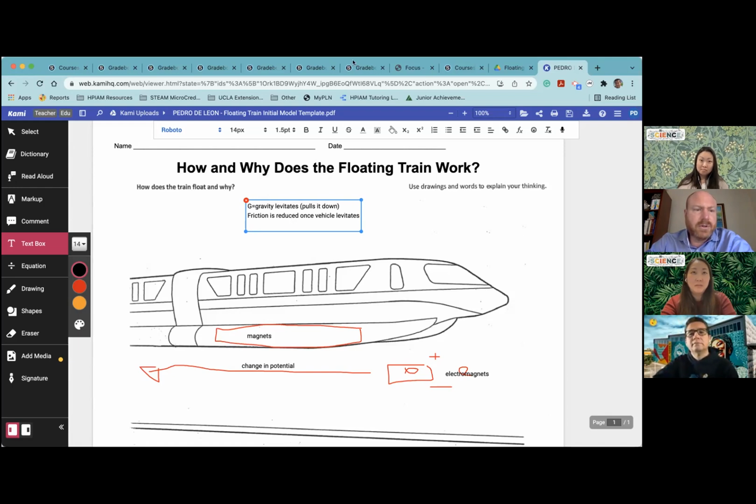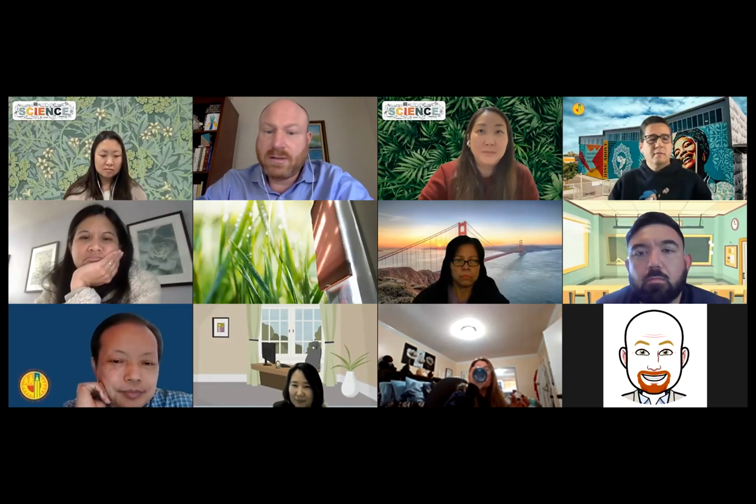Thank you. Your group is positing that the rising of the train and the moving of the train is potentially due to magnets, pushes and pulls of magnets. And electricity, yes. And electricity. Okay. And then gravity pulls it back down to the tracks. Correct. Great. Thank you very much for putting that idea out there. That is one possible idea of how this works.